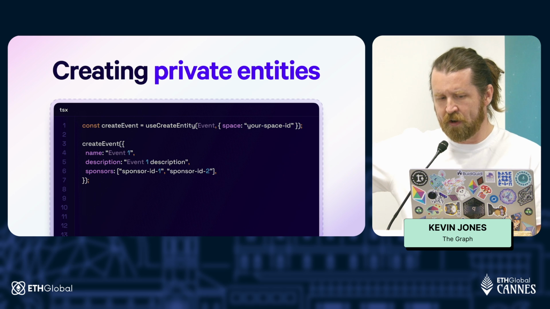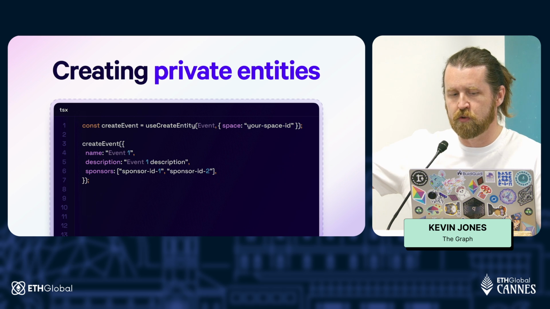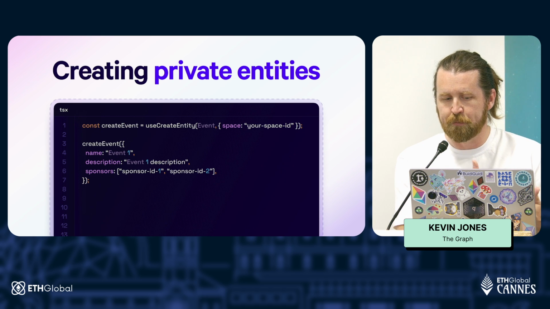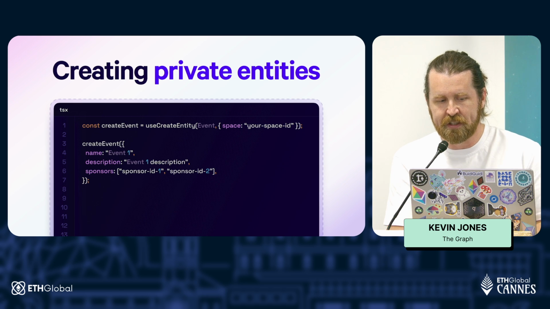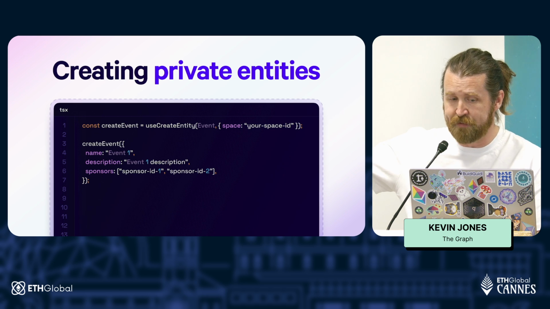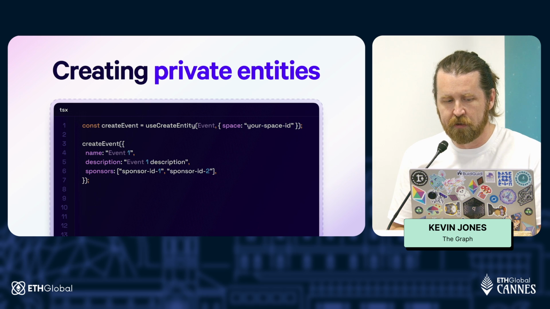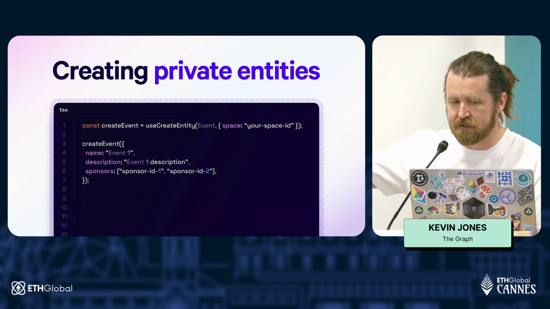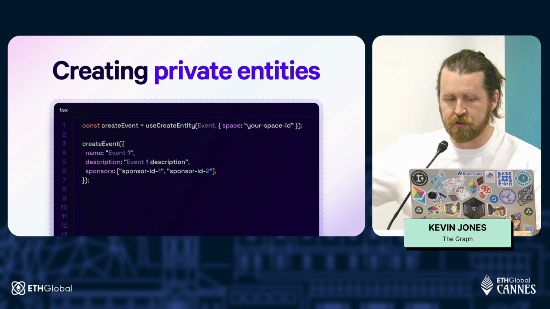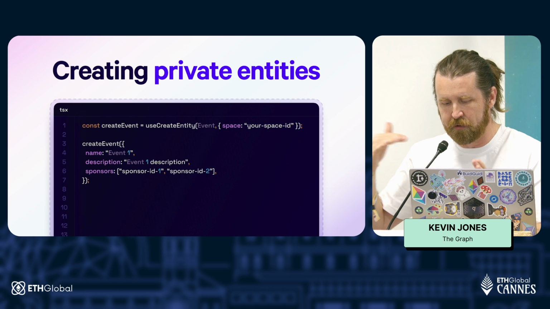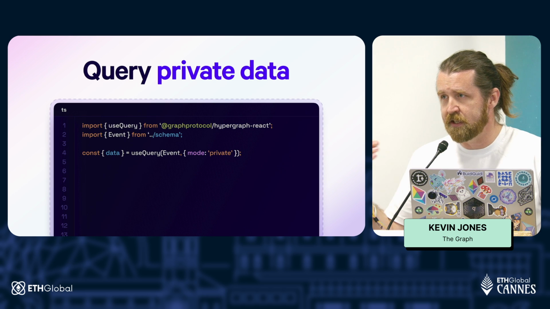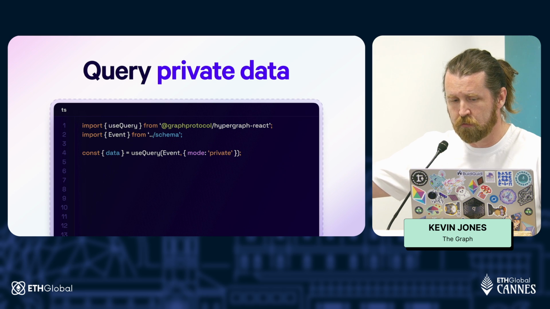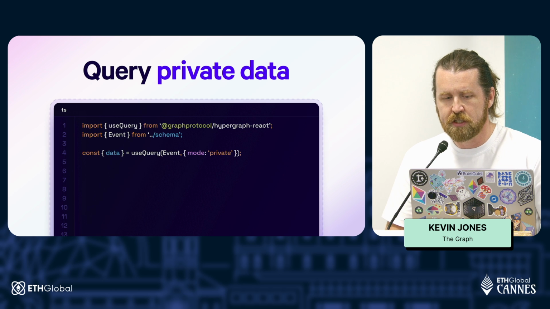So here's an example of how we can use the useCreateEntity hook to publish private data to a specific space, right? In this case, we're passing in a name of an event that we're creating, and we're passing in a description. And then we also have some additional relations, like sponsors. So it's an array of data and how they are connected. You can also query the data by passing in a special parameter called mode, right? Using the framework.